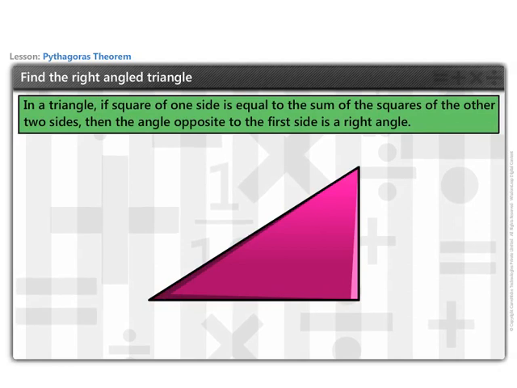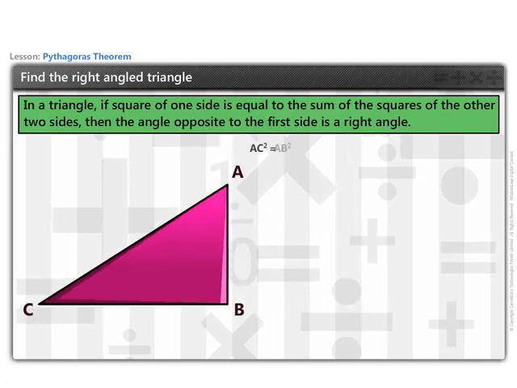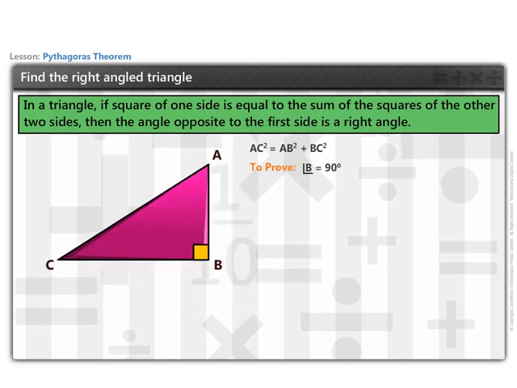Statement: in a triangle, if the square of one side is equal to the sum of the squares of the other two sides, then the angle opposite the first side is a right angle. Here, we are given a triangle ABC in which AC square is equal to AB square plus BC square. We need to prove that angle B is equal to 90 degrees.